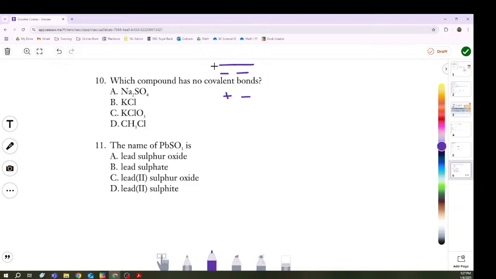If there's no covalent bonds, then you have ionic bonds. And so the confusing part to me is that this is an ionic compound because sodium's a positive, sulfate's a negative. Potassium's a positive and chlorine's a negative. That's another ionic bond. Same thing with this one. So all three of these were ionic, and this one was the covalent. So it didn't make sense to me because you can only pick one, so I don't fully get that. So I'm going to choose to ignore that and go, what is the name of PbSO3?